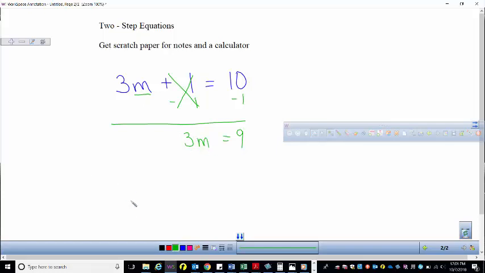And now my second step, so that was step 1, was minus. My second step is going to be divide because this is multiply. So I'm going to divide by 3. 3 divided by 3 cancels to 1m. 9 divided by 3 is 3. Right, let's look at another one.